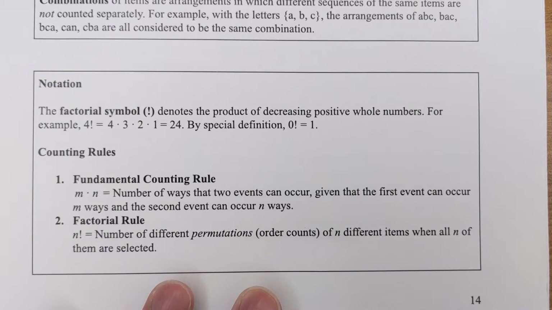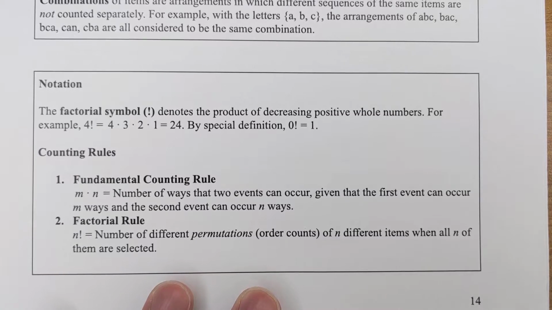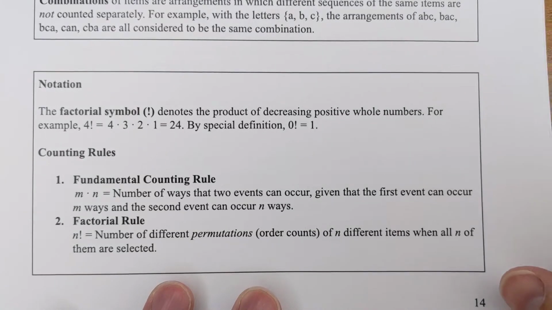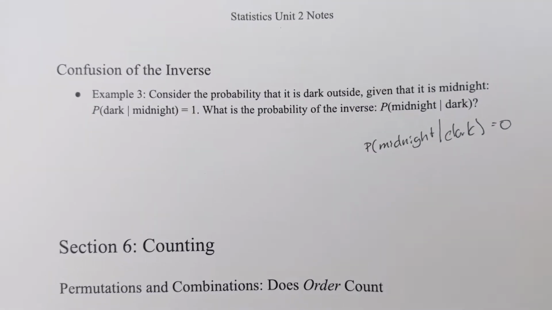So, a factorial rule. Permutations of n different items, when you select all n of them, is n factorial. So if I have 6 kids to run 6 errands, there are 6 factorial ways in which I can select them to run the errands.